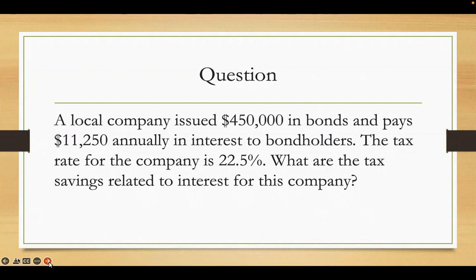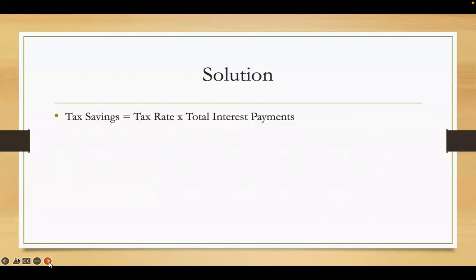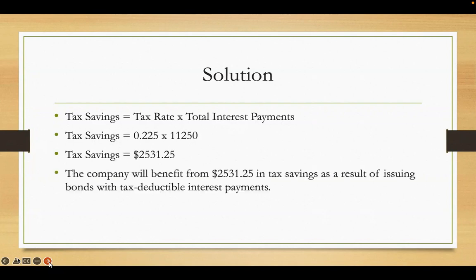Okay, so the tax rate is 22.5%. The annual interest is $11,250. So I multiply those together, right, tax rate times total interest payment. I change my 22.5% to a decimal, 0.225, and I multiply by the total interest paid, $11,250, and that gives me a tax savings of $2,531.25 annually.